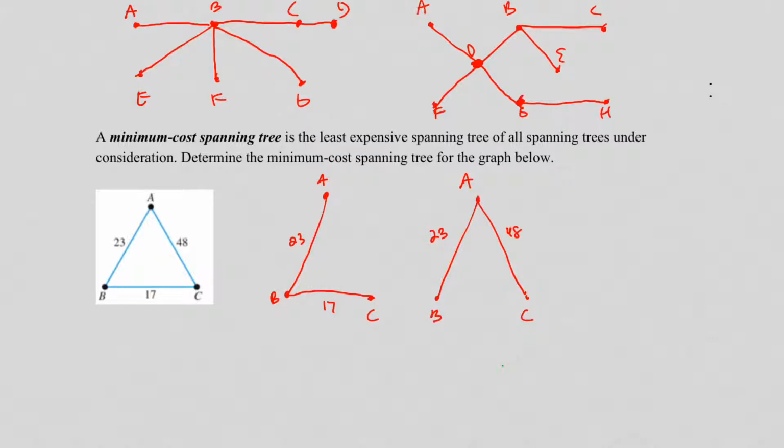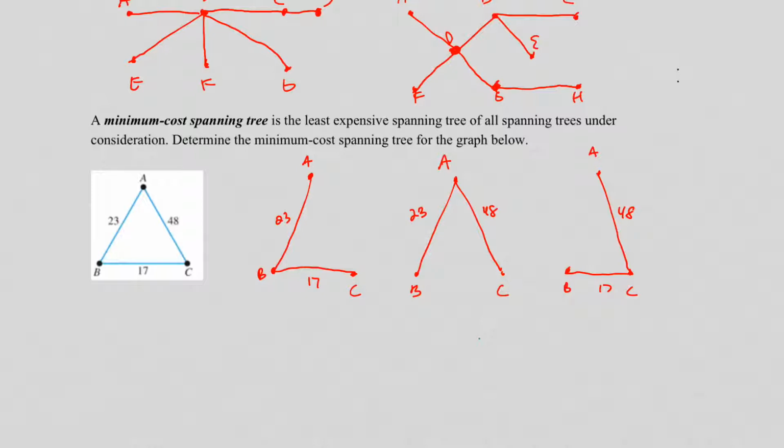Or you can create basically the right part of this. So that would be 48 and 17. Now, which one of those trees would be the cheapest? Okay, or the minimum, the smallest number. So 23 plus 17 is 40. 23 plus 48 is 71. And 48 plus 17 is 65.